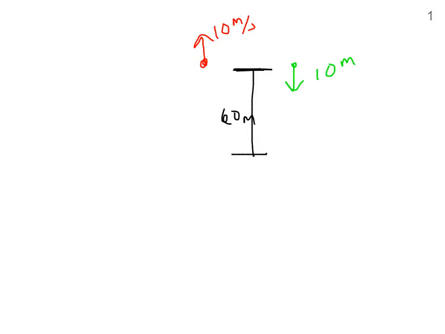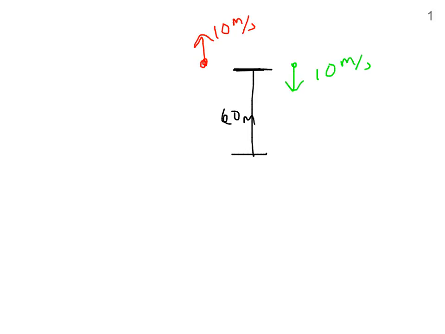Number 92. Two balls are thrown vertically, both at an initial speed of 10 meters per second from the height of 60 meters above the ground. So we'll do it like this. Here's 60 meters. I have one ball thrown upwards at 10 meters per second. I have the other ball thrown downwards at 10 meters per second.